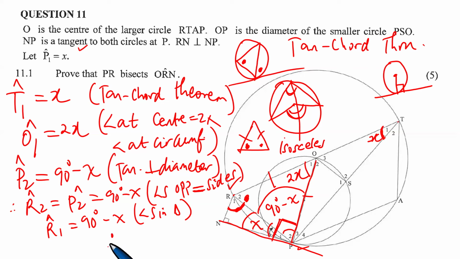And what is then the conclusion about everything here? The conclusion is that the angle R2 is equal to the angle R1, which is equal to 90 degrees minus X.